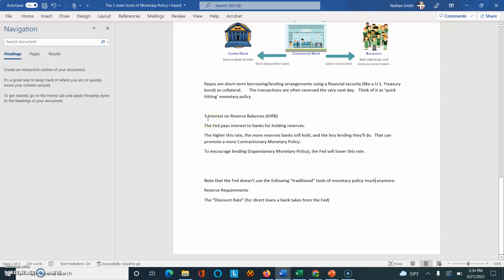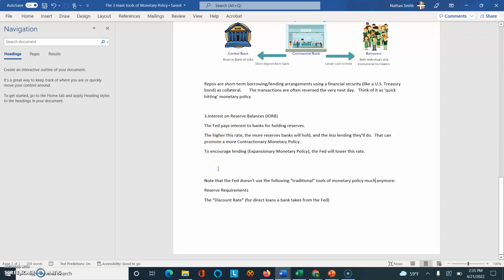So now suppose the Fed pays a high interest rate on reserves. It makes sense the bank is going to hold more reserves. It's like risk-free money. Okay, but on the other hand, they're not going to lend out as much, and that's going to basically promote a contractionary type of monetary policy. If the Fed wanted banks to lend more, they could reduce the interest rate on those reserve balances, and the banks would say, heck, why are we holding so many reserves? Let's go ahead and try to lend this money. Okay, so higher rates is contractionary, and lower rates, just like usual, is expansionary.